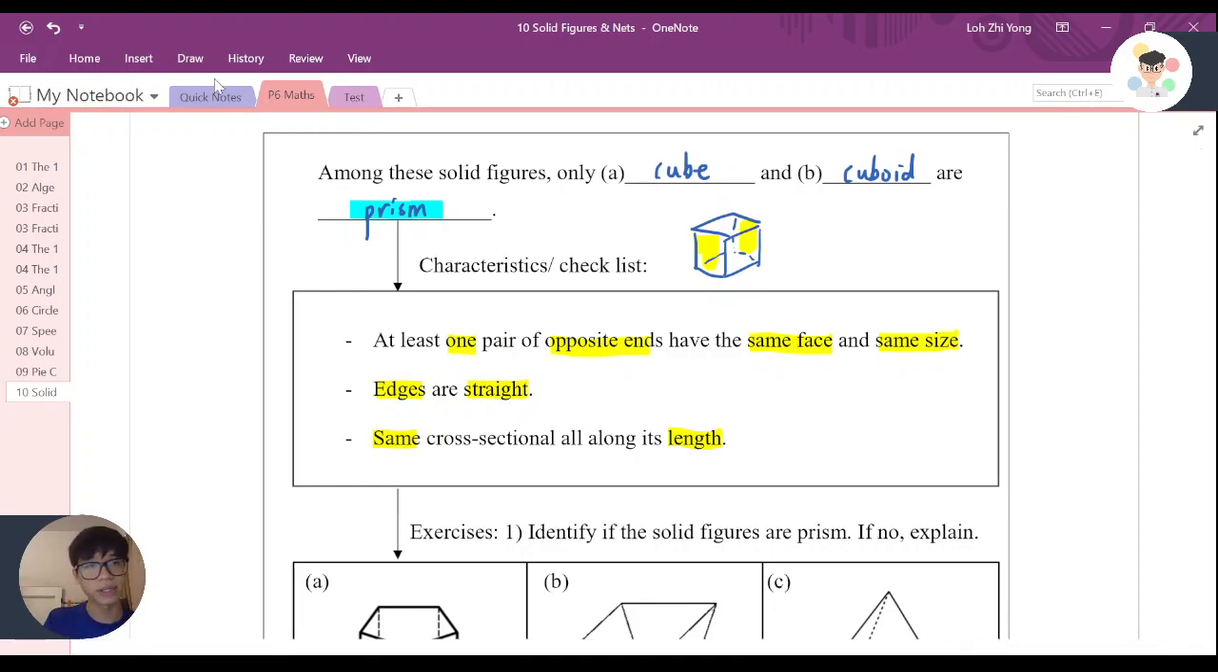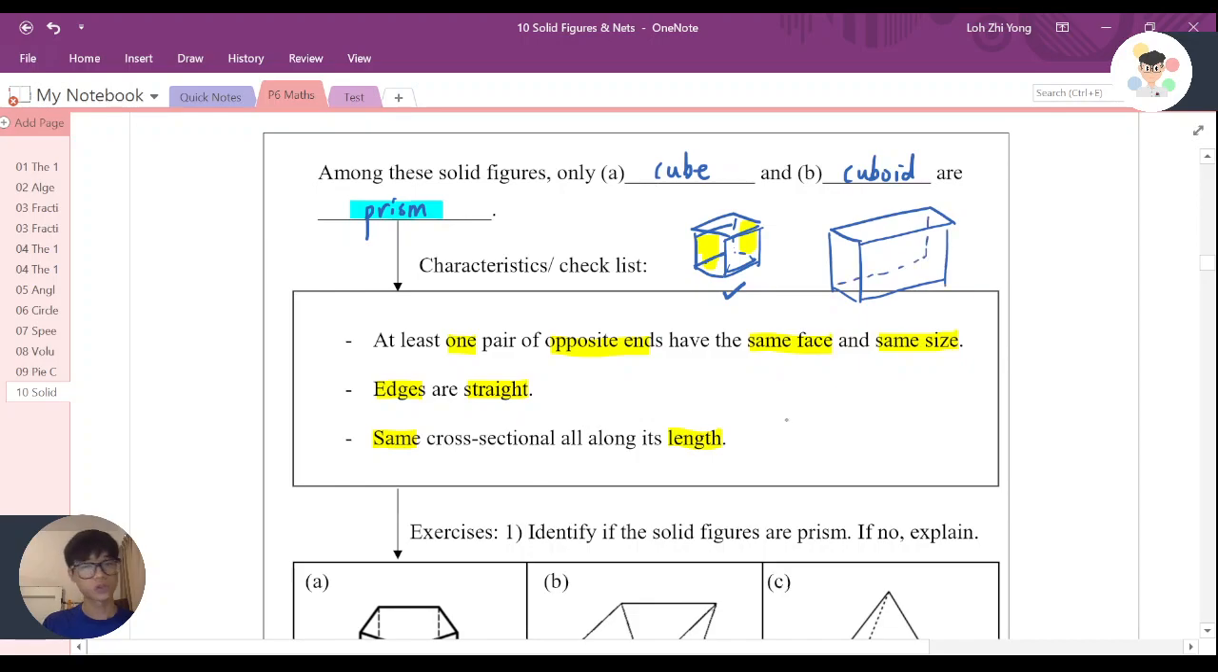Edges are all straight. So we can see all the lines here: straight, straight, straight, straight, straight. And the same cross-section all along its length. It means that here is straight, straight, along its length. Okay, so that means the cube is also correct. Cuboid, for example, I'm drawing like this. Now this is a cuboid.